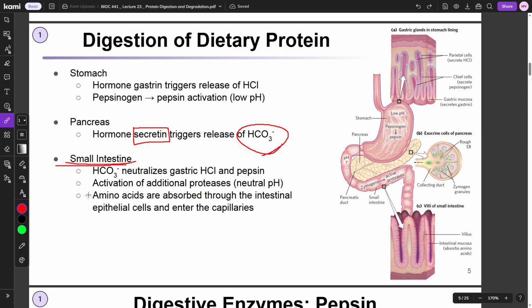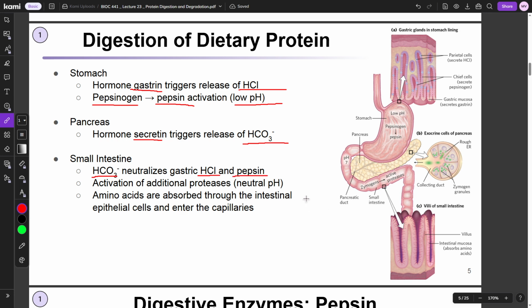And so then these amino acids that are broken down are absorbed through the intestine, and they enter the capillaries, and then they get absorbed by other cells. So the main things I would remember here are the main hormones: gastrin triggers HCl, which leads to low pH, and low pH turns pepsinogen into pepsin. After that, secretin is released, and then secretin causes the release of bicarbonate, and then the bicarbonate neutralizes the HCl and stops the pepsin from working.